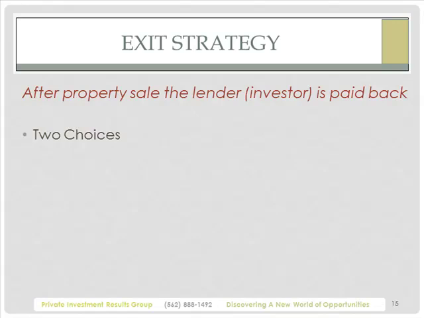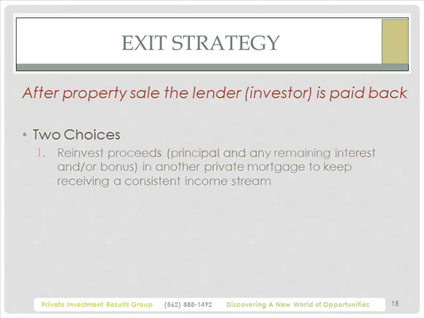One finds themselves in hot water if you don't have an exit strategy, if you don't have a specific reason or method for getting in or out. And financially, this can sometimes be a way to get yourself in trouble. So here, the way we use private mortgages, we have a very specific exit strategy. After the property sale, the lender, that's you the investor, is paid back. That's pretty straightforward. At this point, you have two choices.